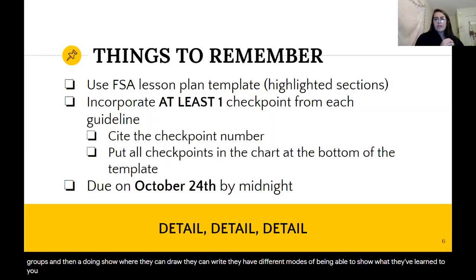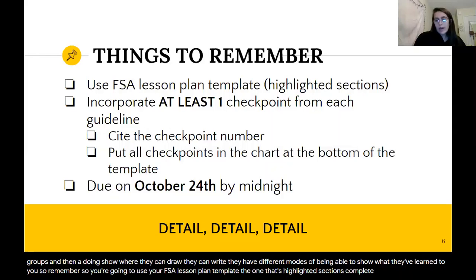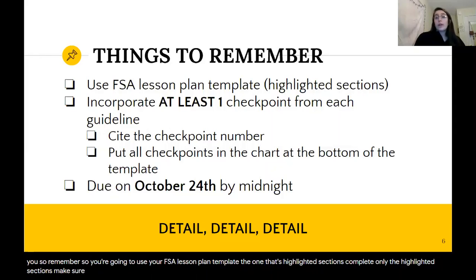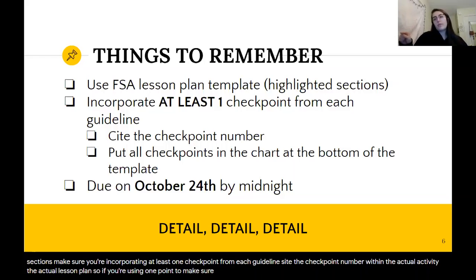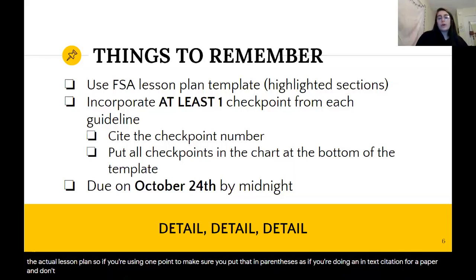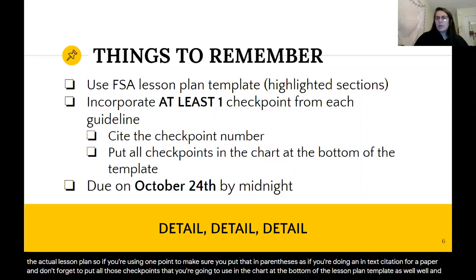And then lastly, a little slide for things to remember. So you're going to use your FSA lesson plan template, the one that's highlighted sections, complete only the highlighted sections. Make sure you're incorporating at least 1 checkpoint from each guideline. Cite the checkpoint number within the actual activity, the actual lesson plan. So if you're using 1.2, make sure you put that in parentheses as if you're doing an in-text citation for a paper. And don't forget to put all those checkpoints that you're going to use in the chart at the bottom of the lesson plan template as well, and have a little description.